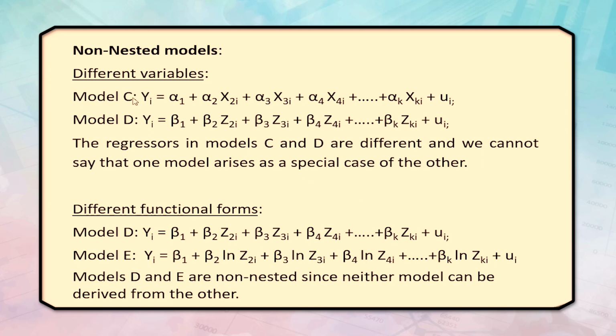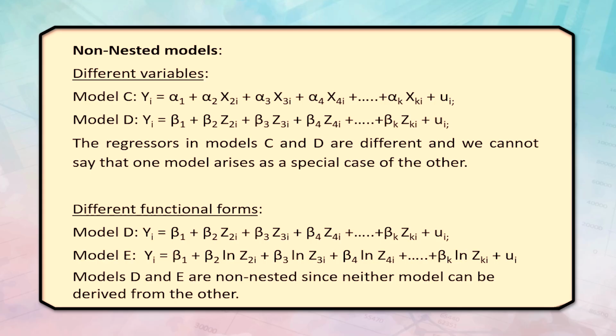Coming to non-nested models, here models C and D are not such that one model can be derived from the other. Model C has y regressed on x variables, whereas model D has y regressed on z variables. So, C and D are different and one model does not arise as a special case of the other. These are non-nested models.